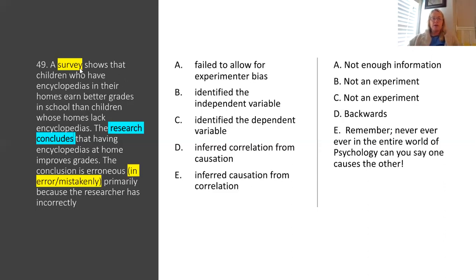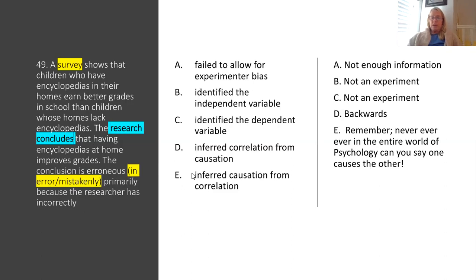A survey. So we're talking about a survey showing that children who have encyclopedias in their homes earn better grades in school than children whose homes lack encyclopedias. Got a great comment from Miss Springer when I was reading through her answers, and she said, who the heck has encyclopedias anymore in their home? I thought that was kind of funny. So the research concludes, I highlighted that because that should give you a big red flag, that having encyclopedias at home improves your grades. The conclusion is erroneous, and in parentheses I wrote, it is an error, a mistake. Sometimes we don't understand the vocabulary and therefore we don't know how to answer it. So make sure you learn your vocabulary. So it says the conclusion is a mistake because the researcher has incorrectly done what?